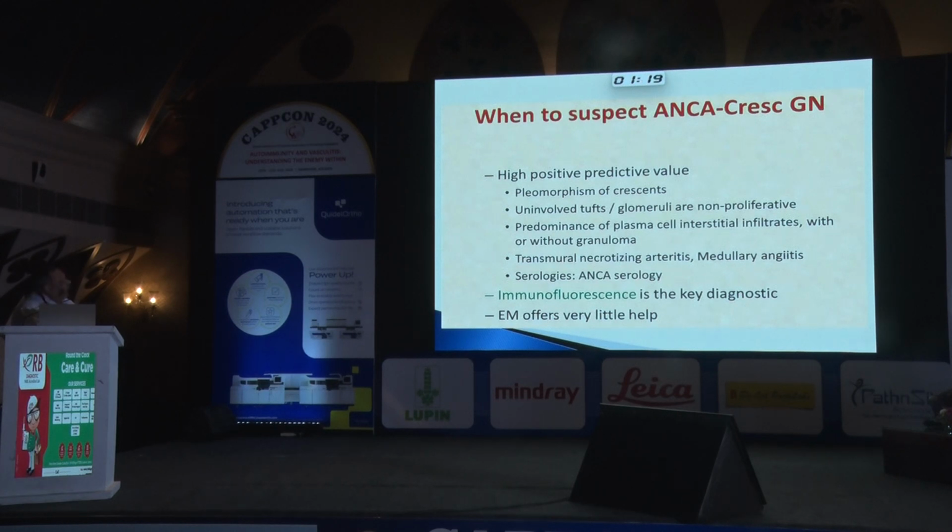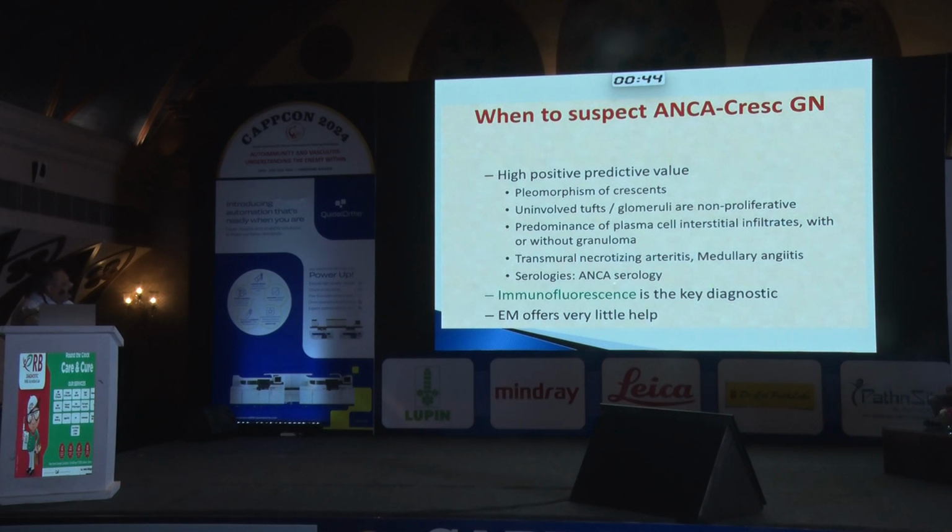Once we see the crescents, we find that these crescents are pleomorphic. That is, they have different appearances, which means they are evolving over time. Then, the uninvolved tufts, the glomeruli, are non-proliferative. As I've said, in proliferative lesions, we suspect lupus and IgA nephropathy. Then predominance of plasma cell infiltrates with or without granuloma, transmural necrotizing arteritis. And of course, we have the whole serology to support us, the ANCA serology.